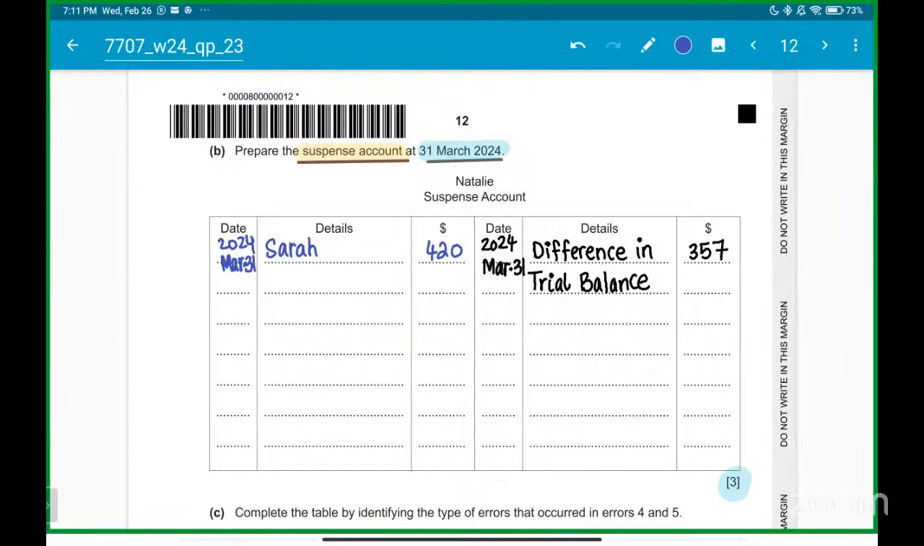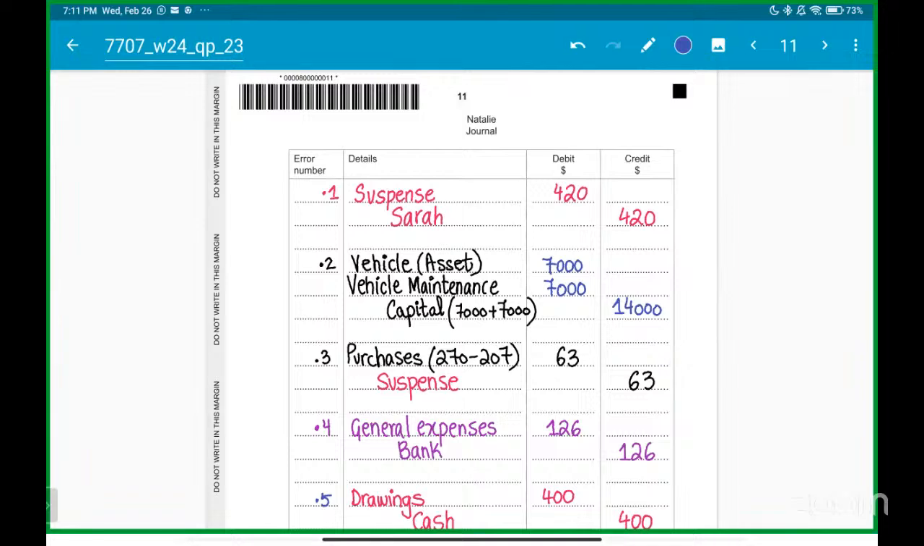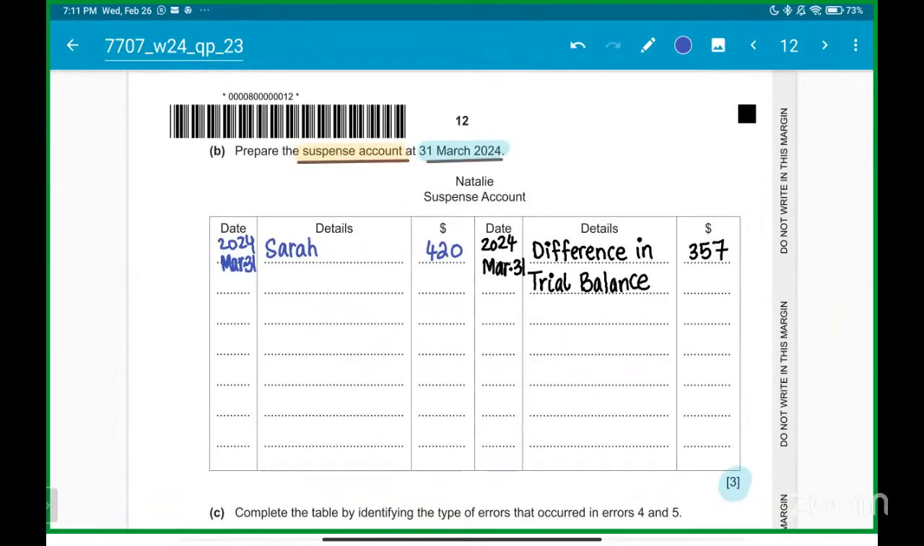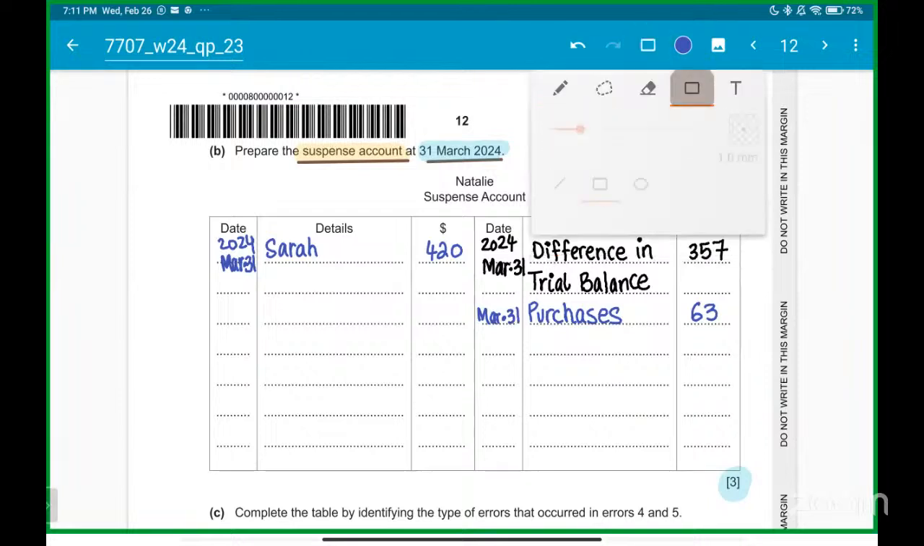When we collect the errors, all transactions happen at the end of the year. Then we have suspense here, which is $63 on the credit side, against the purchases. So just copy and paste that. The date remains the same, March 31st. If we balance them, 357 plus 63 is 420. Both of them balance.